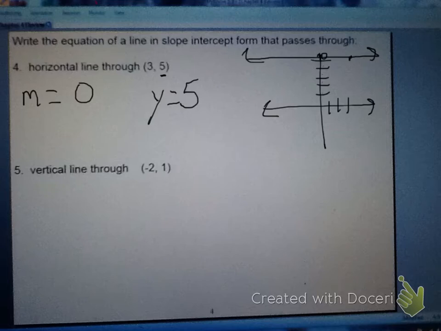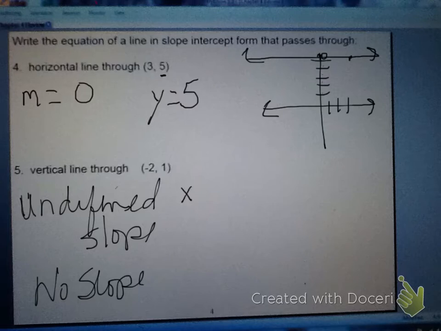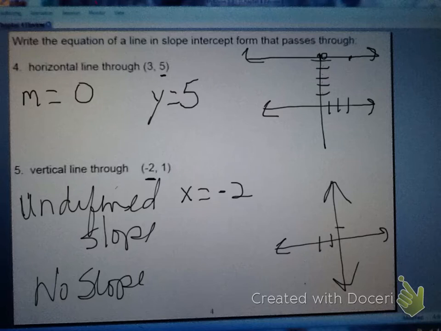Vertical line: all vertical lines have an undefined slope, or no slope, same thing. And the equation of all undefined slopes is x equals the x value of your ordered pair. And again, if you couldn't remember, you could always go to the side and sketch a little graph. Vertical lines go up and down.